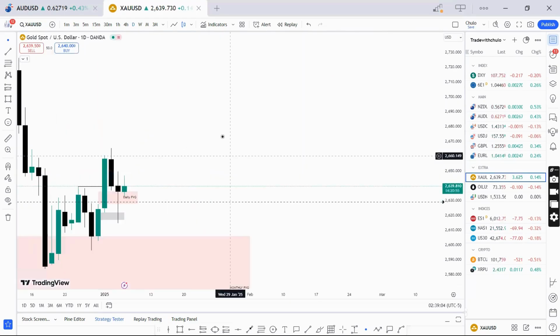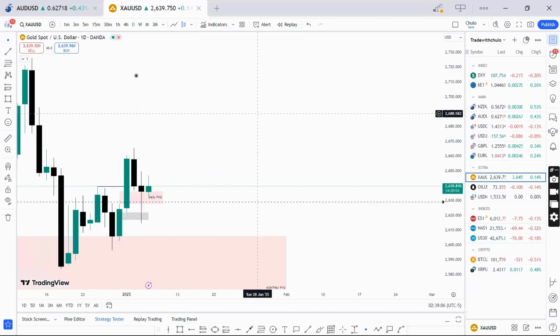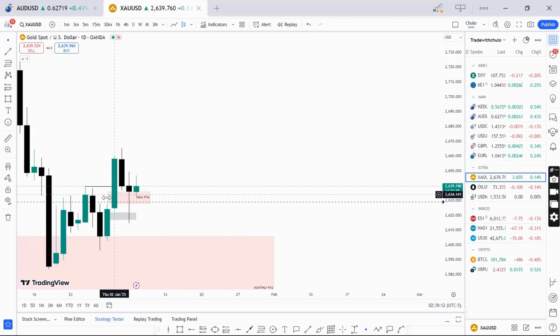Hopefully, these buys continue. And since we have come into this internal range liquidity here, the next draw on liquidity should be for price to take out this external range liquidity.